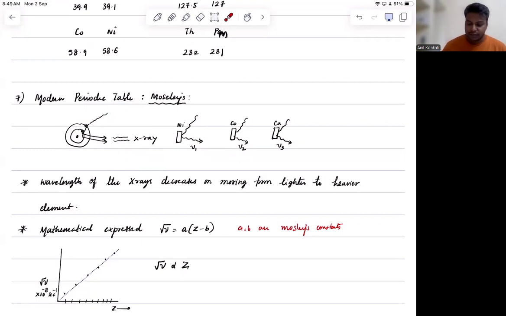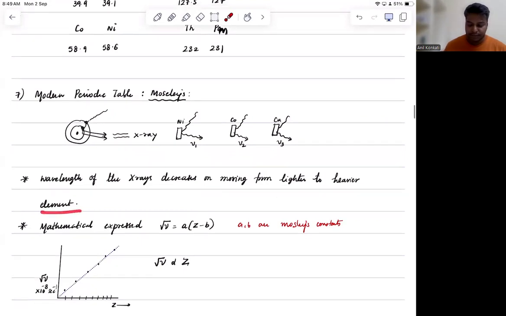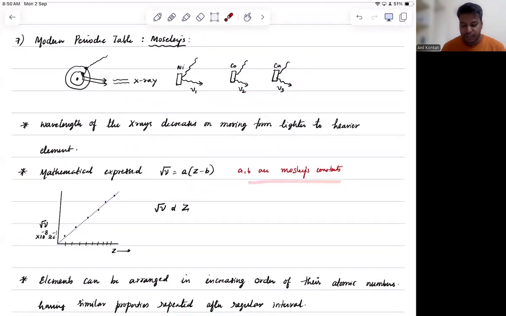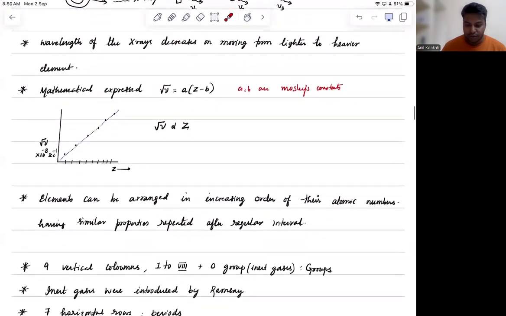So as they move from lighter to heavier elements, the mathematical expression which he was able to identify, comparing all the frequencies, was square root of nu equals a times (Z minus b). A and b are called Moseley's constants. So square root of nu, which is frequency, is directly proportional to atomic number. So he was able to figure out that some kind of pattern is established here.